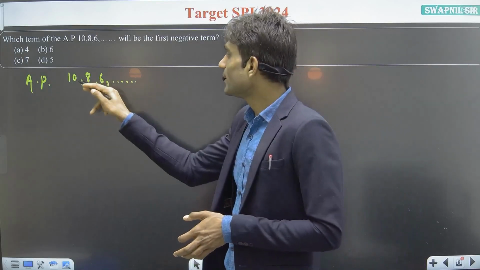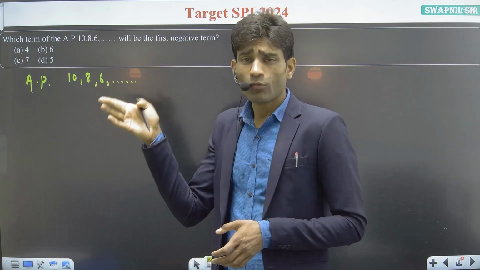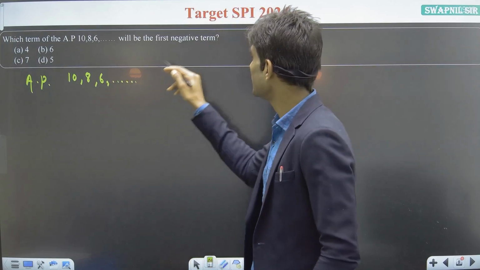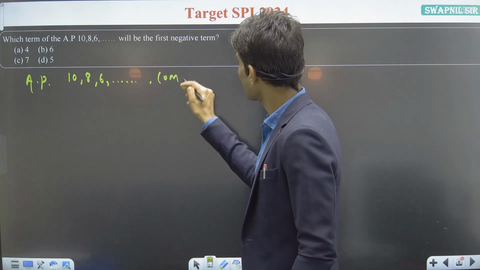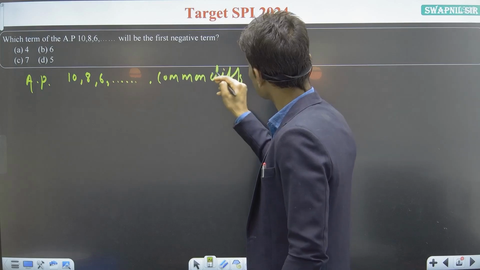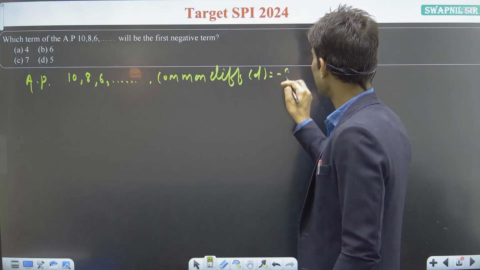That means 8 minus 10 is negative 2, 6 minus 8 is negative 2, 4 minus 6 is also negative 2, okay. This is the common difference between these terms. So what is the common difference? Let me write common difference, okay. Common difference between these terms, consider D as negative 2.